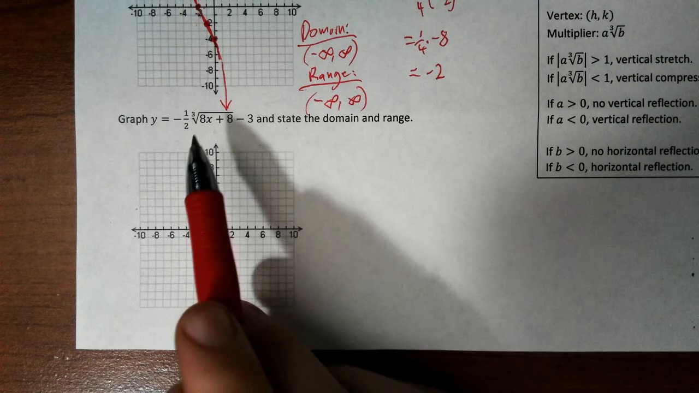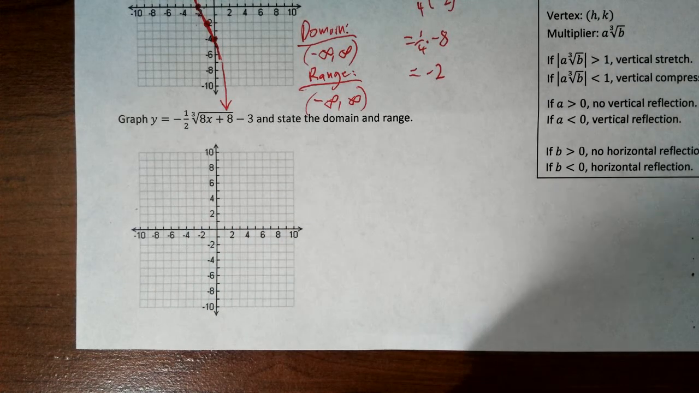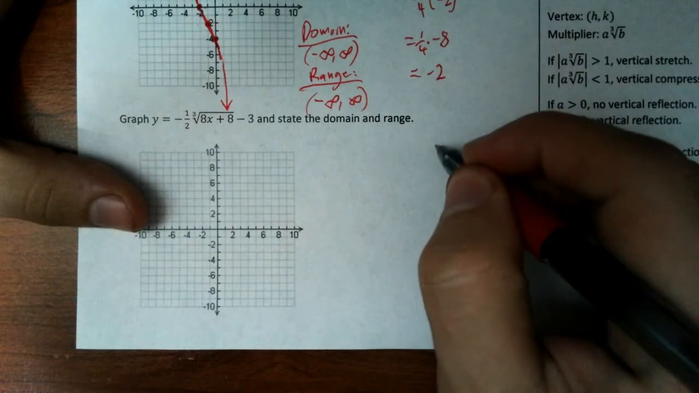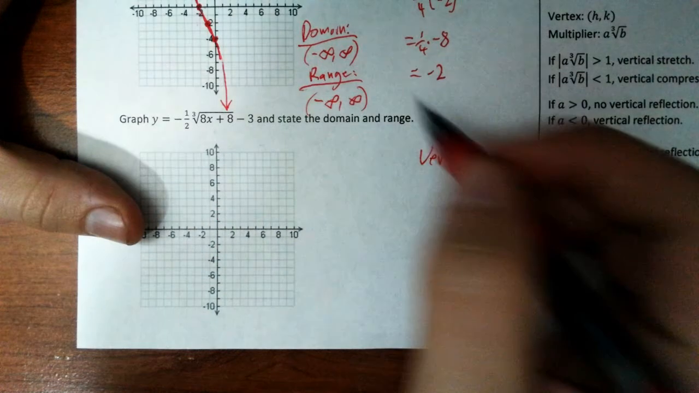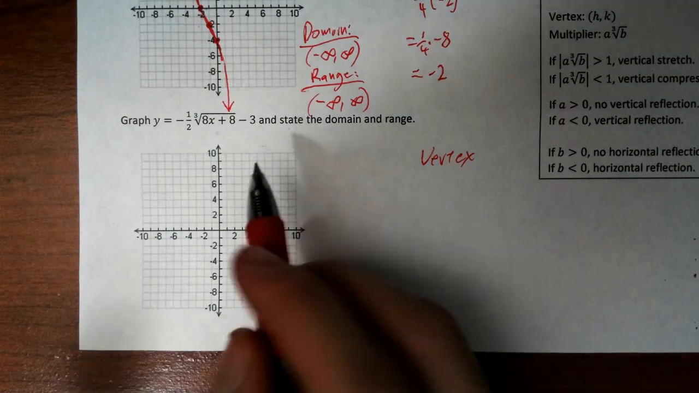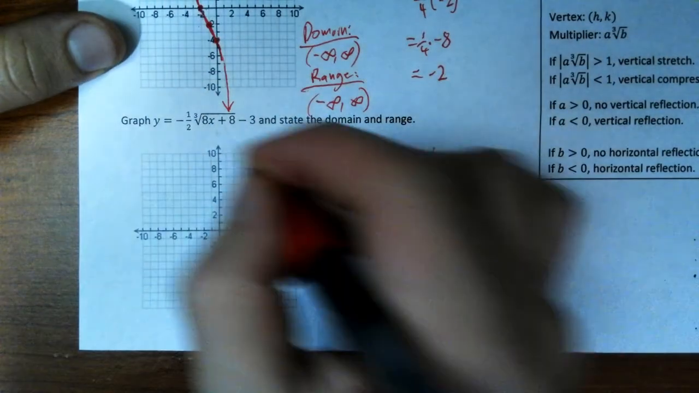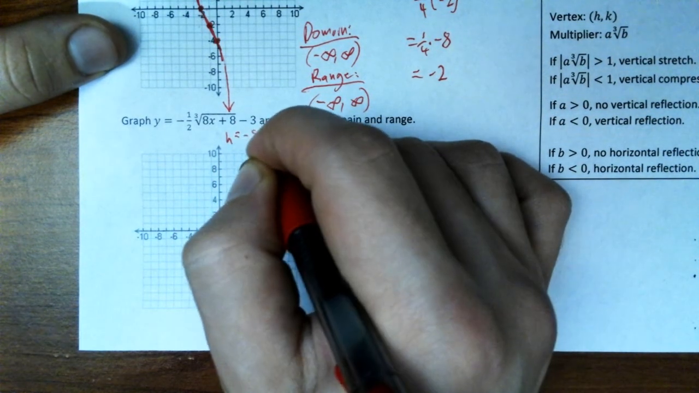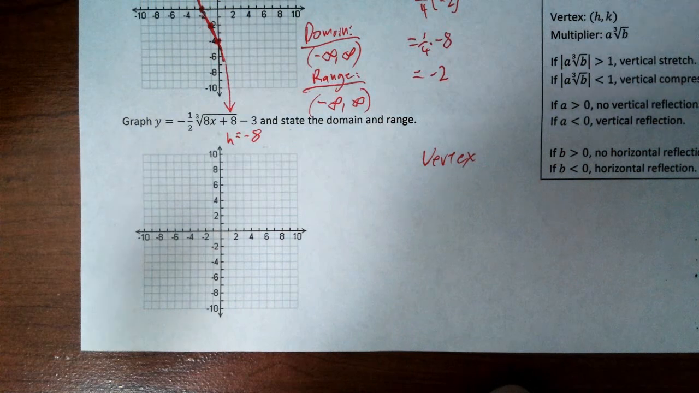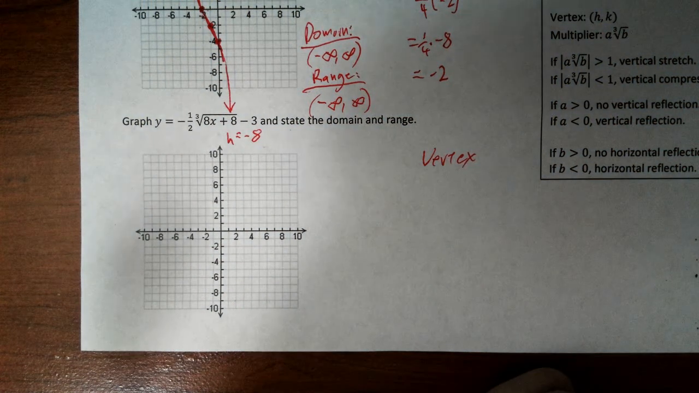We are graphing a cube root function this time, and so our vertex, remember, now it's really tempting to do this. It's really tempting to go ahead and say that h equals -8, right? The opposite of that 8. But that would be incorrect. Pause the video and see if you can figure out why.